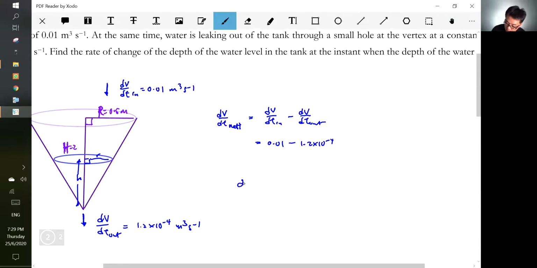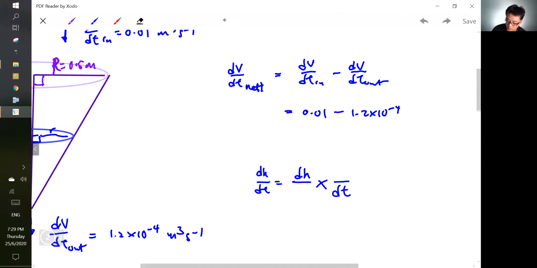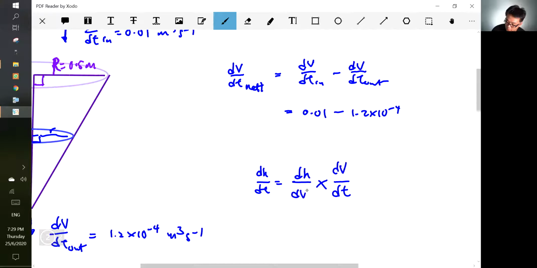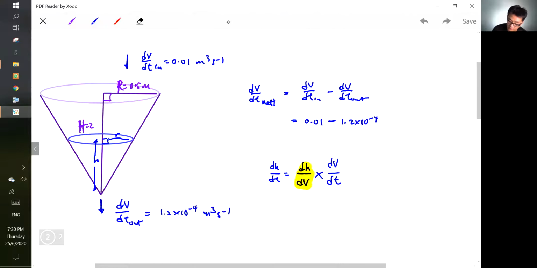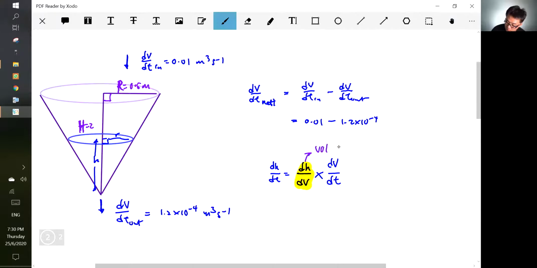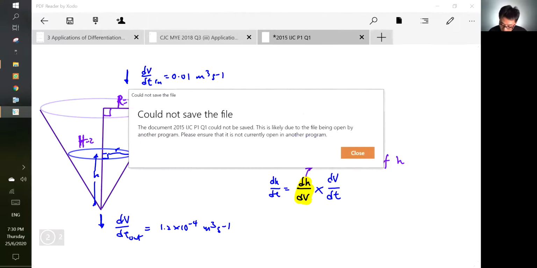It's not too bad. It's exactly the same as the one above, so this is actually easier. You find dh/dt. This is dh over dt. What to put there? You already know what to put. This is dV, dV, dV. Then you put this to signify that you need to find volume in terms of h. V in terms of h. So there you go.